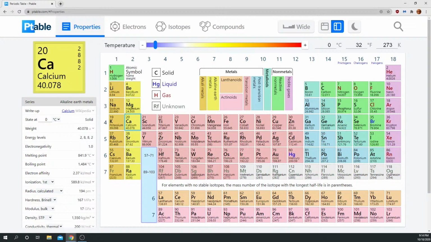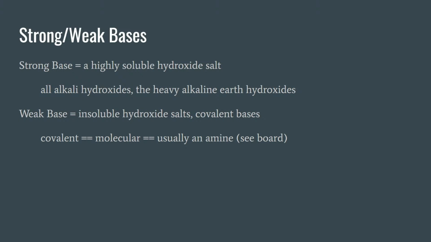Okay, beryllium and magnesium don't. That's because they're not soluble in water. The rest of them are insoluble, so they're not good as strong bases. It's just that they don't dissolve much in water, so they don't produce much hydroxide. So your weak bases are all your other insoluble hydroxides, also all of your covalent bases, your covalent compounds, molecular compounds. So those are usually the amines. They usually have a nitrogen in them, like I said in an earlier lecture.